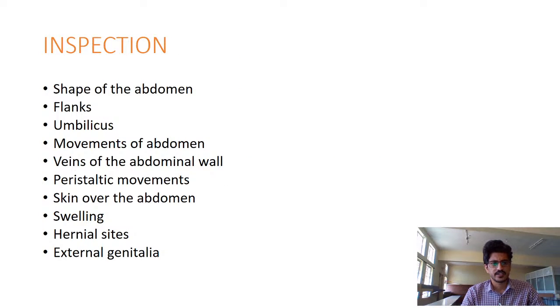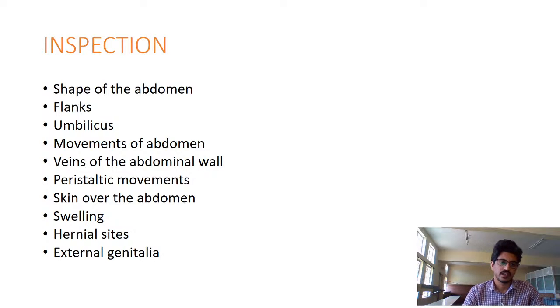So in inspection, what do you find out? The abdomen: what is the shape of the abdomen, whether the abdomen is scaphoid, normal, or distended. Protuberant abdomen you see in case of pot belly, in case of rickets, and abdominal distension because of ascites or other things. Scaphoid abdomen you see in case of congenital diaphragmatic hernia.